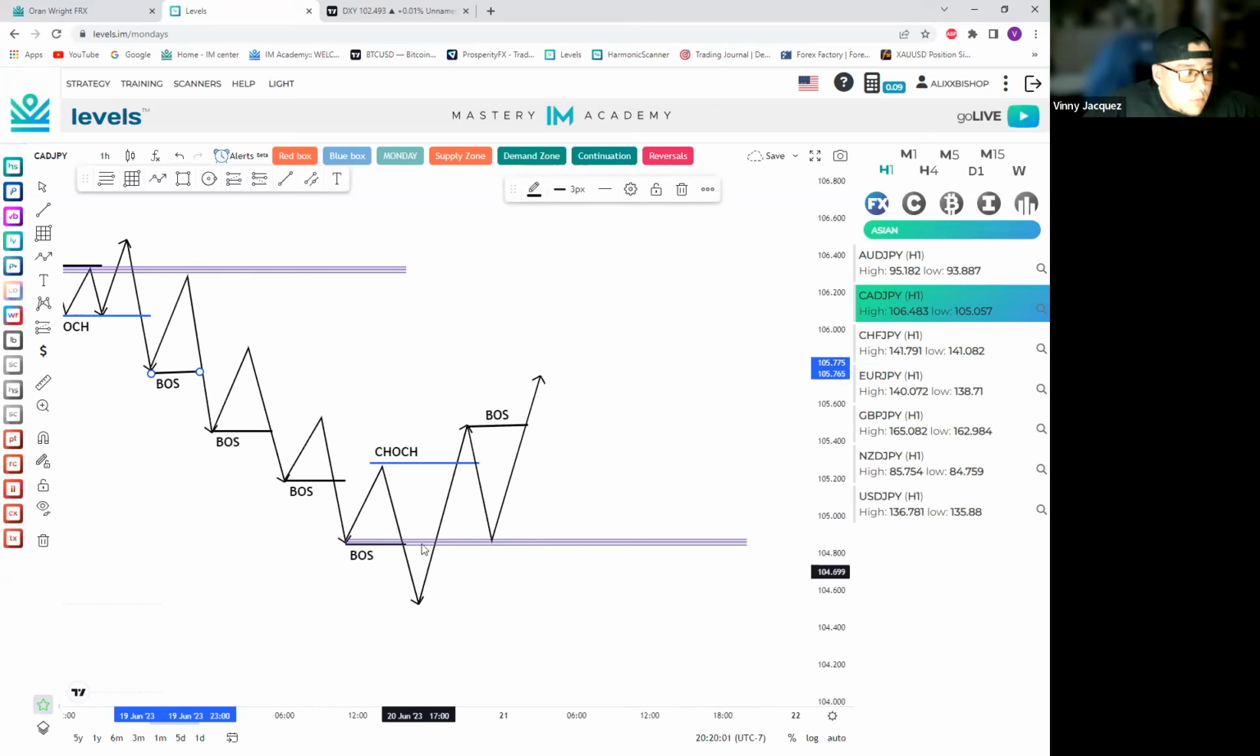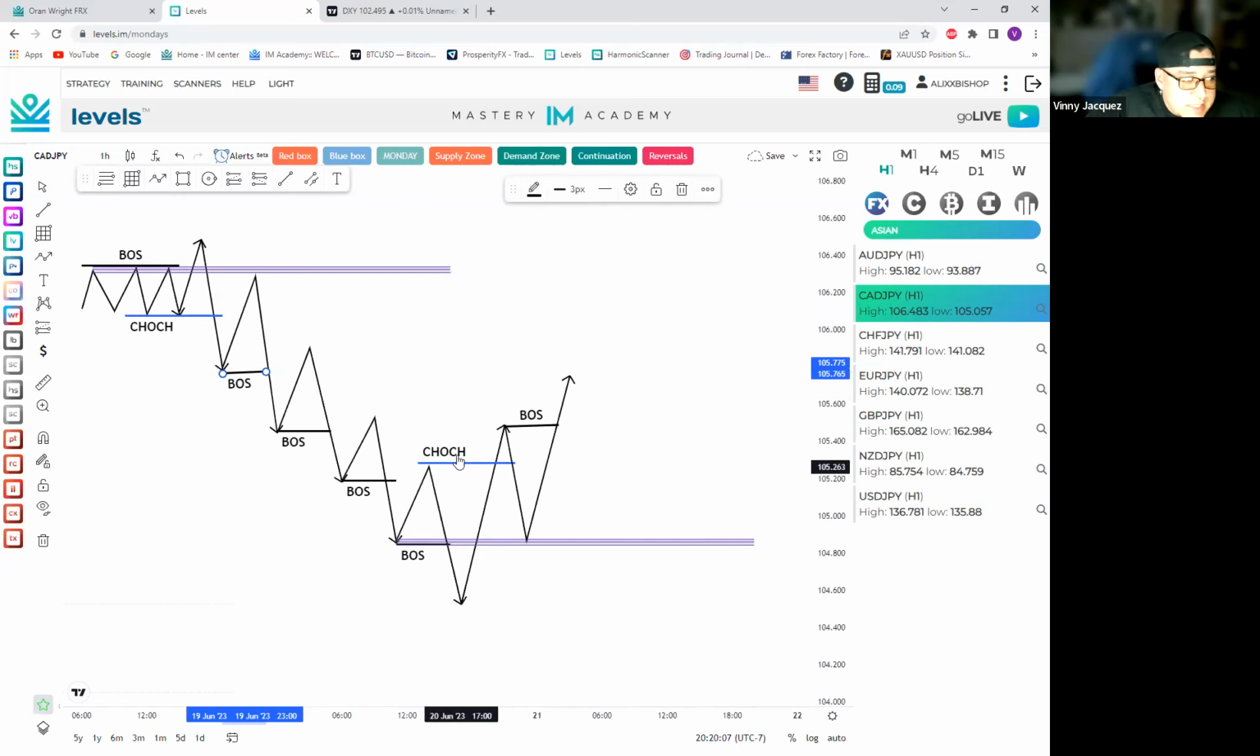Cool. So now that we broke above this zone, meaning market wants to change from a downtrend to an uptrend, it's now considered a change of character because now market wants to start trending up, right? So boom, we just broke this zone. This would now be considered a break of structure.